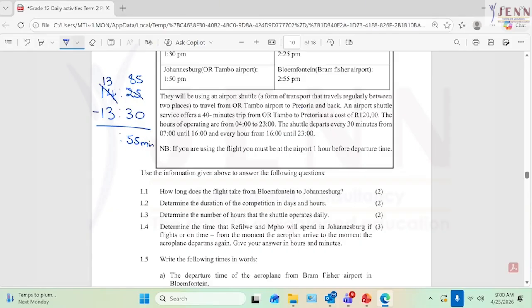Or you can just put hours in between and minutes on the other side. So 13 minus 13 is 0. Therefore, the time taken from Bloemfontein to Johannesburg is 55 minutes.